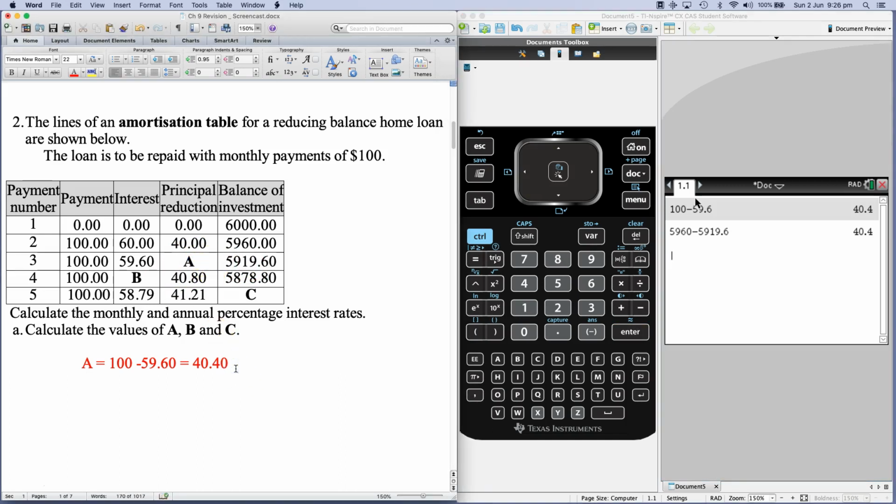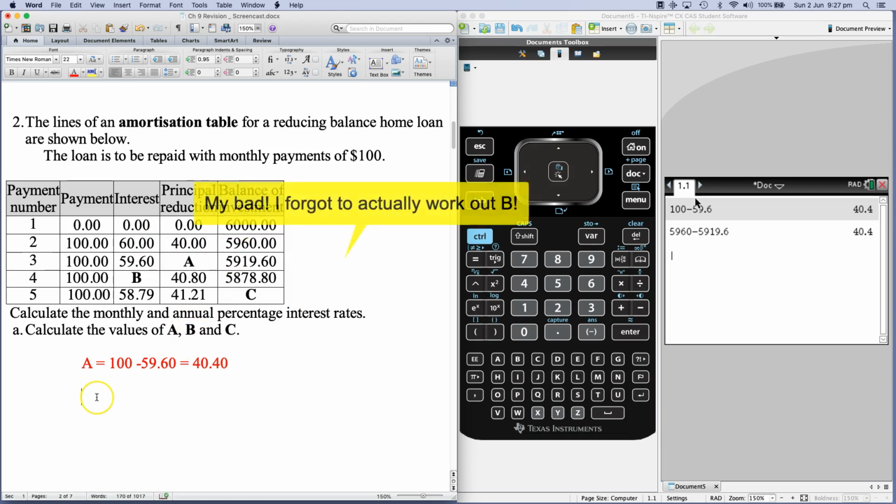Okay, so let's do now B. So B, we're being asked what is the interest rate that's being charged. Now, the interest rate is going to be the same for every payment, but as you can see, our interest is decreasing because our balance is decreasing. To work out that interest rate, I can just look at the amount that was charged on the first payment when we had this balance of 6,000.